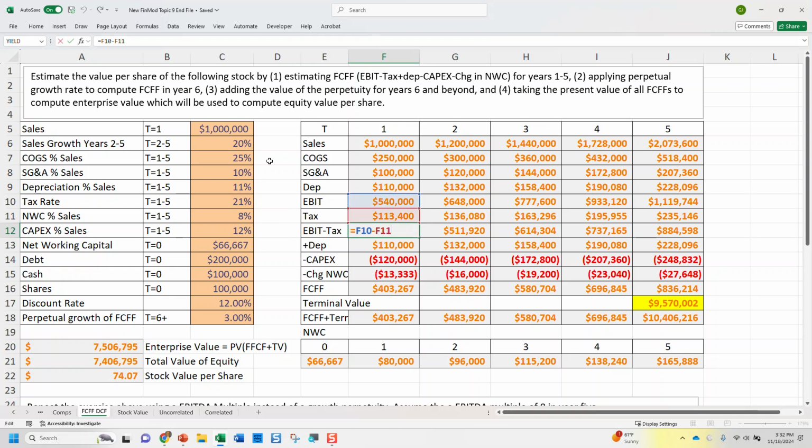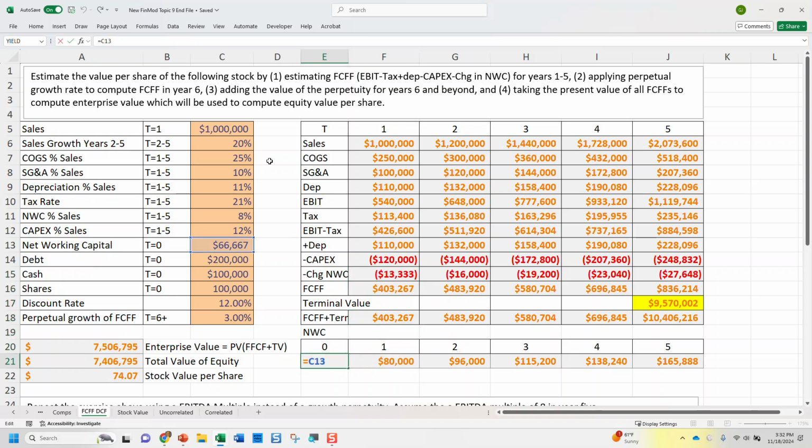I have EBIT after tax, sometimes called net operating profit after tax, NOPAT. And then I go from NOPAT or EBIT after tax to free cash flows by adding back depreciation, subtracting CapEx, which is expected to be 12% of sales, minus changes in net working capital. Let's take a look at net working capital.